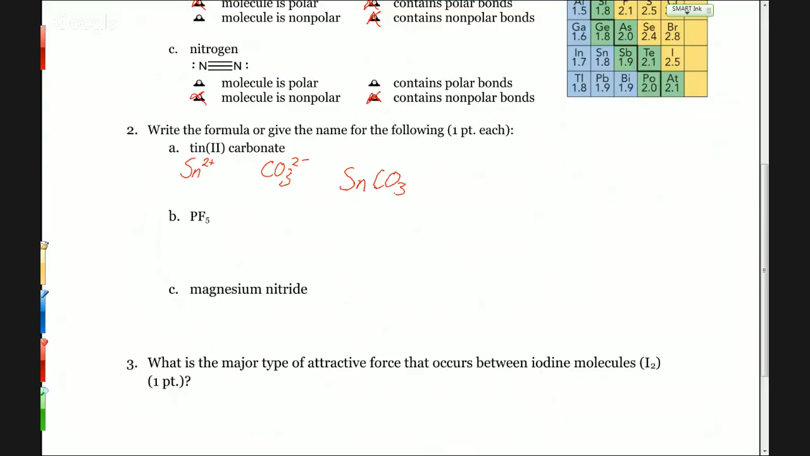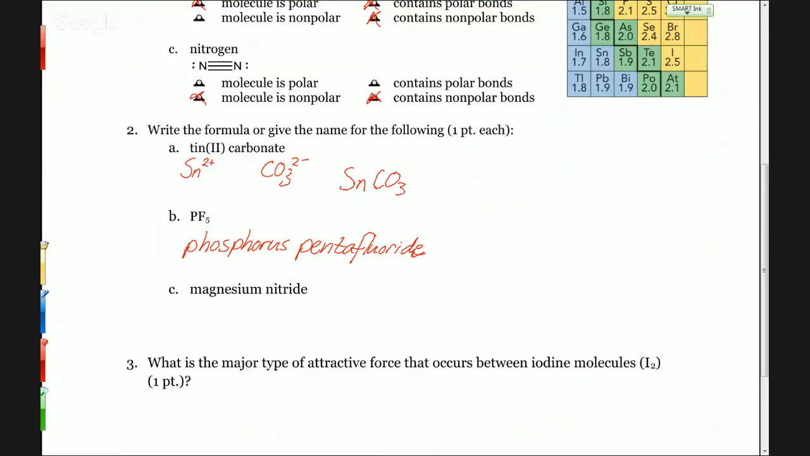All right. PF5, phosphorus and fluorine are both on that side of the staircase. So that means this is a covalent or molecular compound. That means the other style of naming where we specify how many of each thing there is. And so this one becomes phosphorus pentafluoride, like that.